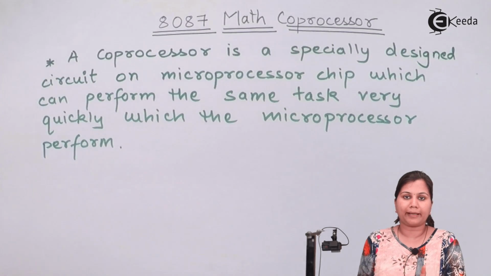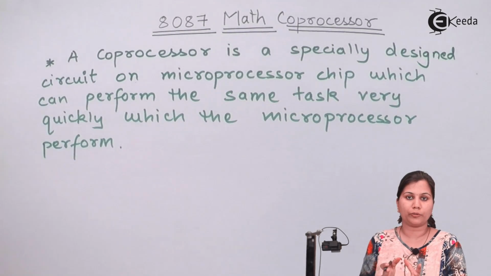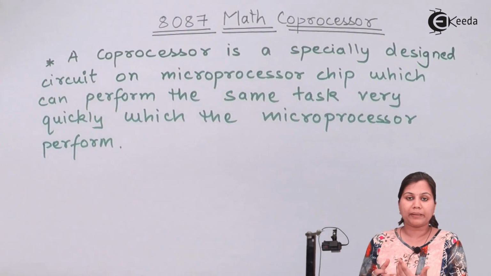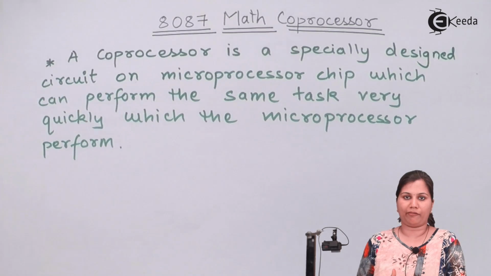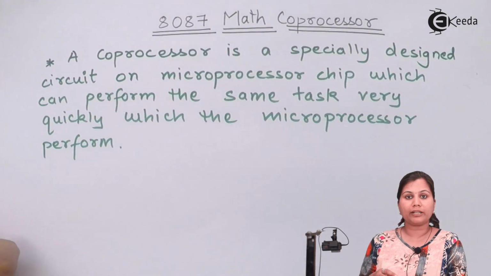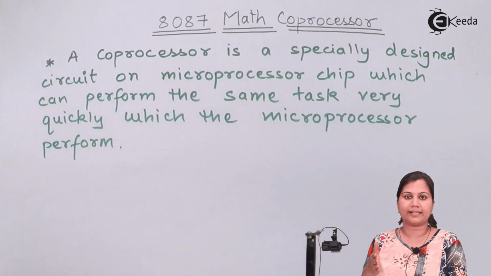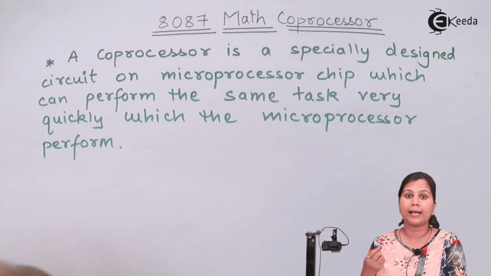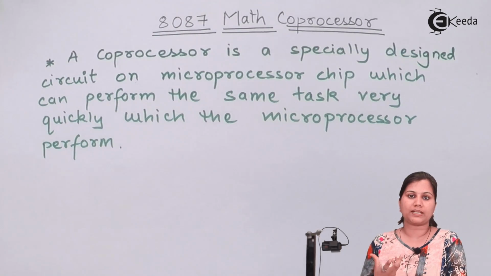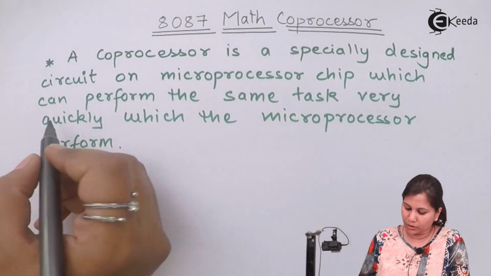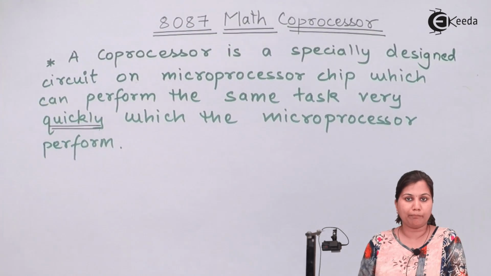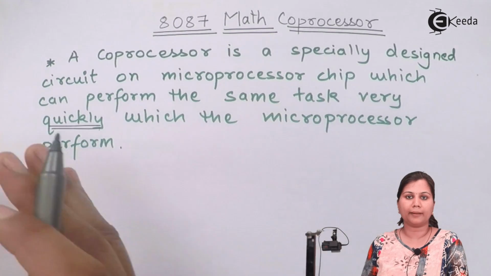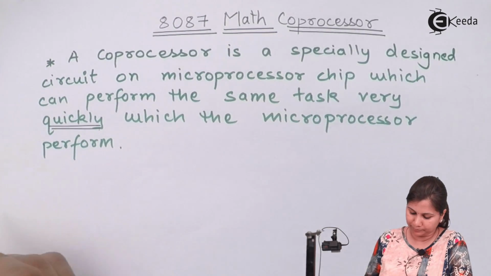Just like the microprocessor, the coprocessor also processes tasks, but its speed of doing those tasks is very fast. So the difference between coprocessor and microprocessor is that the coprocessor does the same tasks which the microprocessor does, but at a very fast speed. Here the word quickly is very important: the coprocessor performs quickly the same tasks which the microprocessor performs.